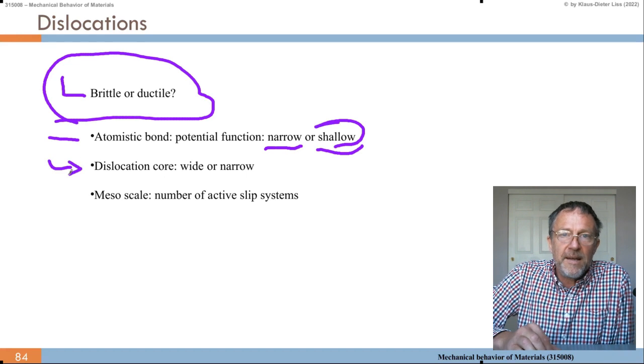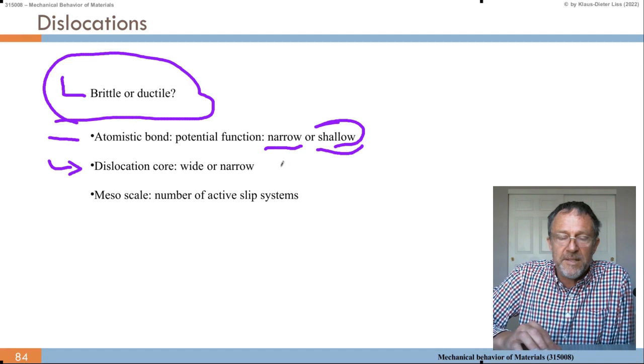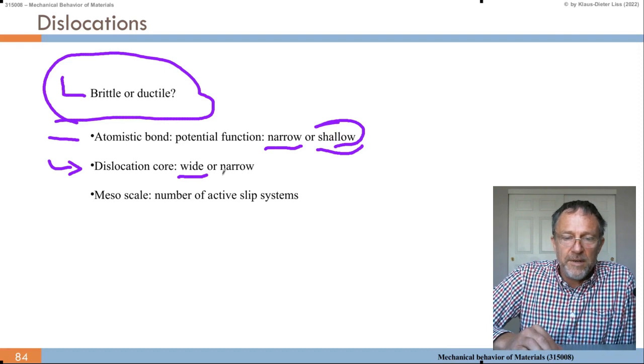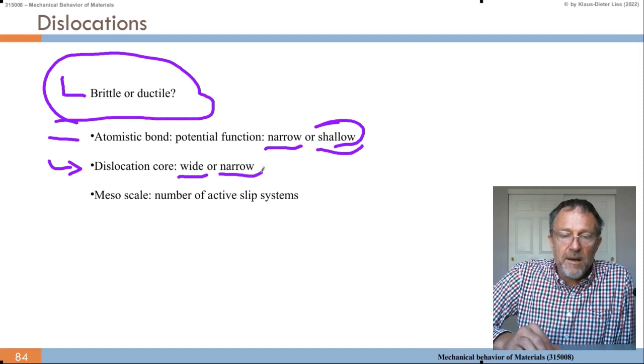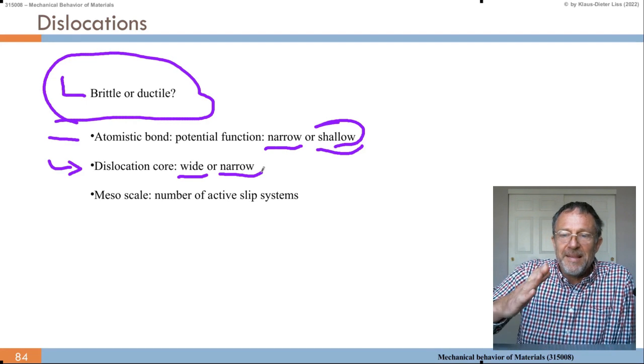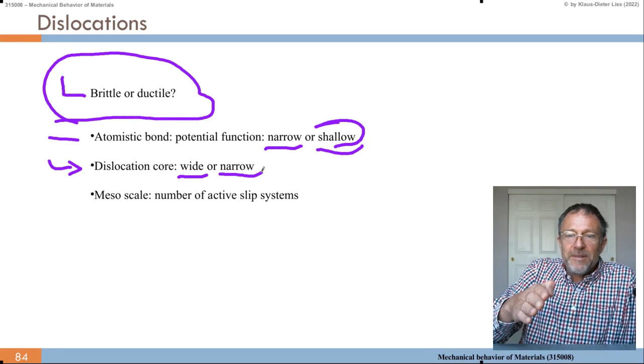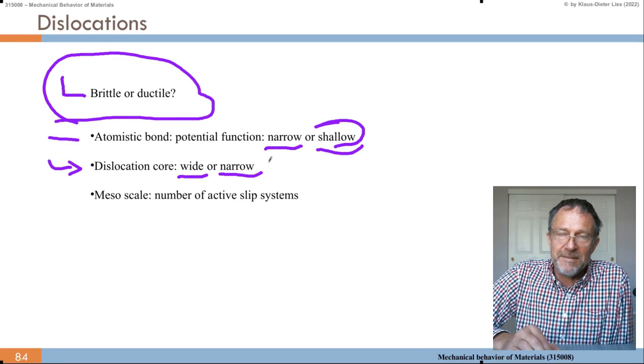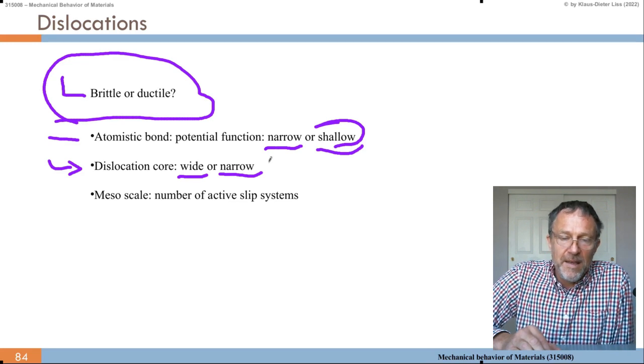Also, recently I introduced the dislocation core. Is it wide or narrow? We had the Peierls-Nabarro stress, those slides. In a wide dislocation core, it's easy to swap the atoms without too much distortion on neighboring planes. And if it's narrow, of course, then switching the bond from one to the next influences the neighbors a lot, needs a lot of displacement of the neighbors, and needs more energy, and then it becomes brittle.